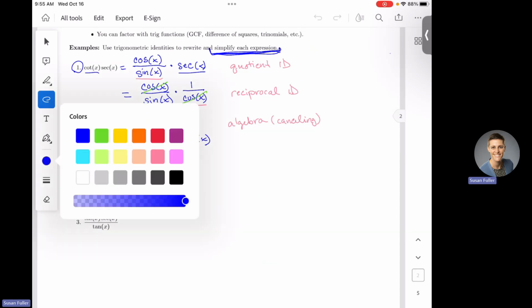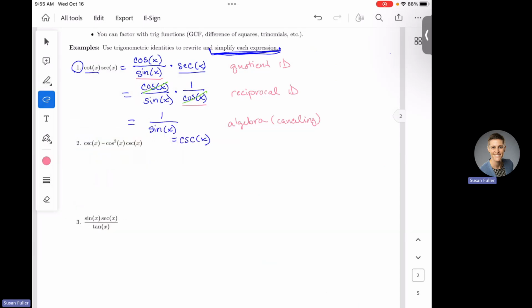That is as simplified as we can go. We have a trig function all by itself. We are done. As simplified as we go. And as we're simplifying, it may be a little less obvious exactly when you're done, but most of the time you're either going to get a number by itself or a single trig function by itself, and that's how you know you're going to be simplified.